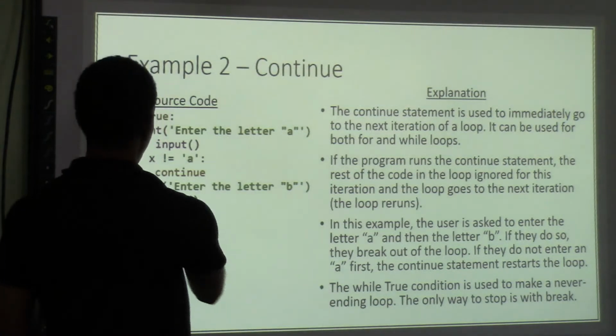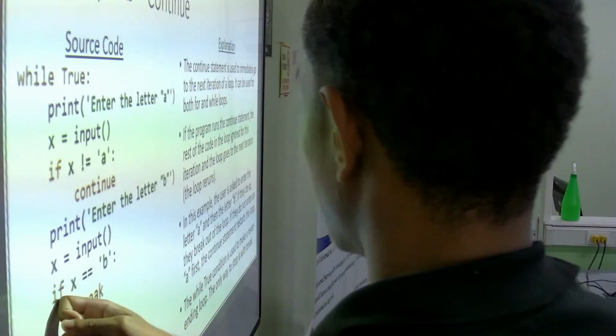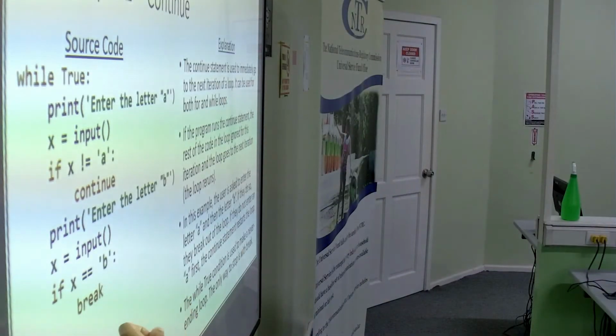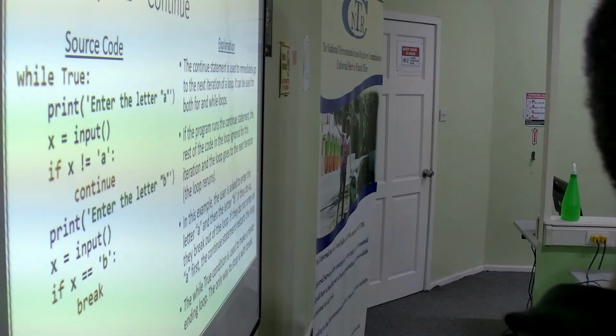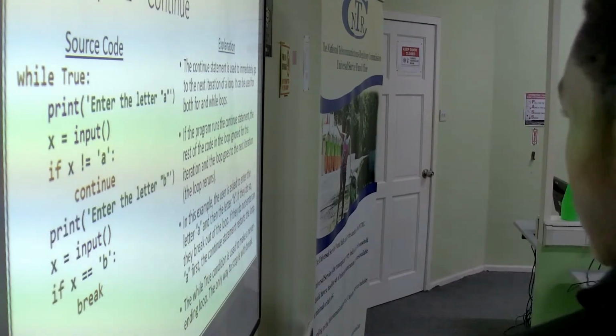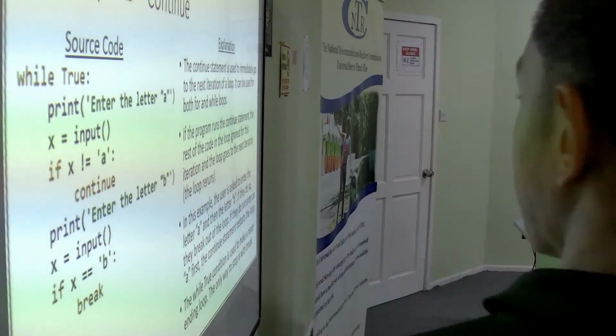Okay, so when we enter letter B, we're going to check if x equals B, and that's true. So we're going to break out of this loop. Okay, so let's run again. Enter a letter. C.